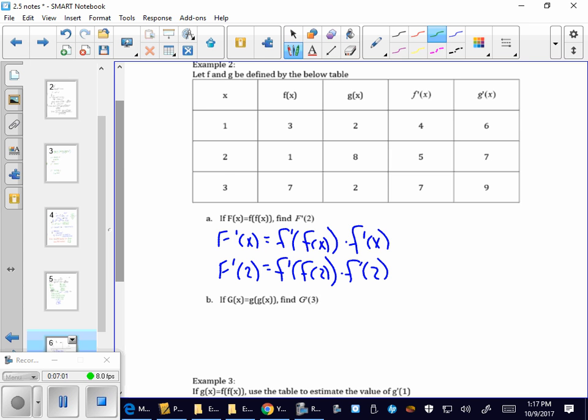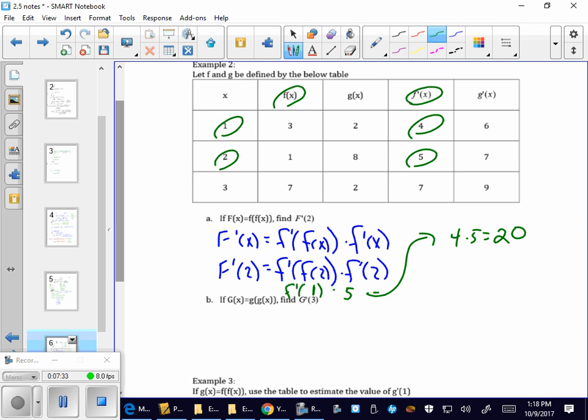So now let's go to the chart here and figure this out. If I want f of 2, when x is 2, f of 2 is 1. So that's going to go there. So I'll do f prime of 1 times f prime of 2. Here's f prime, there's 2. So f prime of 2 is 5. And then I've got f prime of 1 here to deal with, and f prime of 1 is 4. That's kind of ironic. Again, I get 20. That's just coincidence. It just happened the numbers worked out the same.